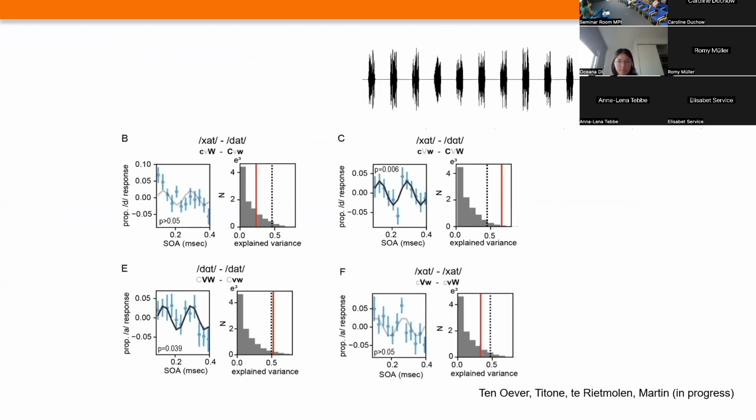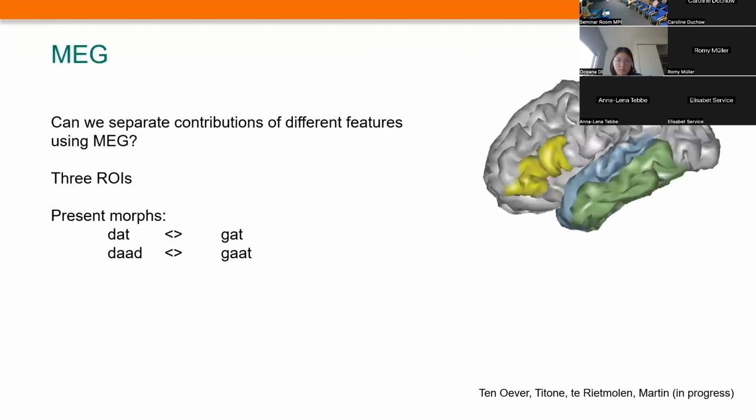In the MEG study, let me go to this one. In the behavioral study, we had 4 contrasts, because it's easier to run a behavioral study. But the MEG study already took quite long, so we had to choose, and we chose the consonants. We only ever chose 2 ambiguous words, not 4. The vowel was never in the morph. So the morph was dat gat and dat gaat, but it was never gat gaat or dat daad.